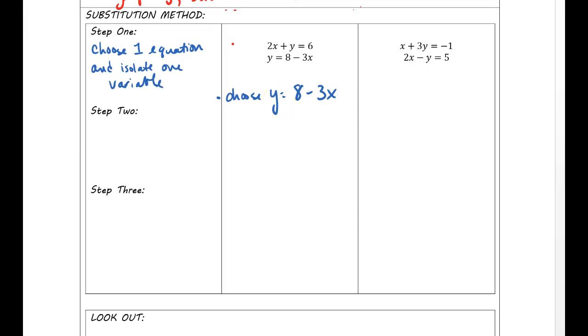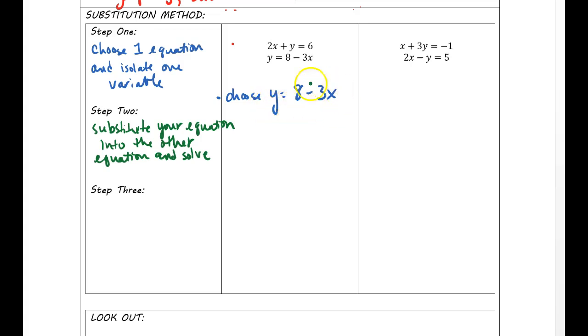Now step 2. Step 2, what you want to do is substitute your step 1, okay? You're going to substitute your equation that you just did into the other equation and solve. Okay, so write it, pause if you need to, and then come back. I'm going to do that right now with this equation. So what does this mean? Substitute your equation into the other equation and solve.